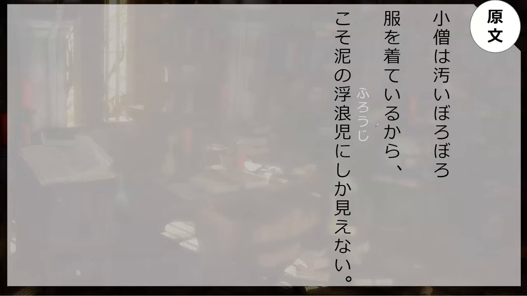I'm guessing this から means therefore. Yes. こそ泥の風呂地にしか見えない。 So here we have しか. 見えない is the negative form of 見える。 So しか with the negative means nothing but, only. The sneaky thief wandering boy ni ni ni. So this に turns it into an adverb, the way in which you 見える。 I see nothing but that sneaky thief wandering boy.